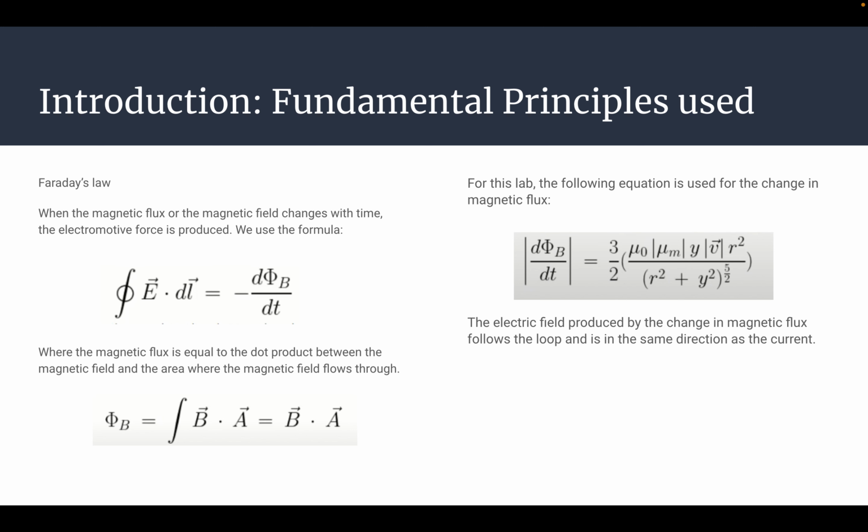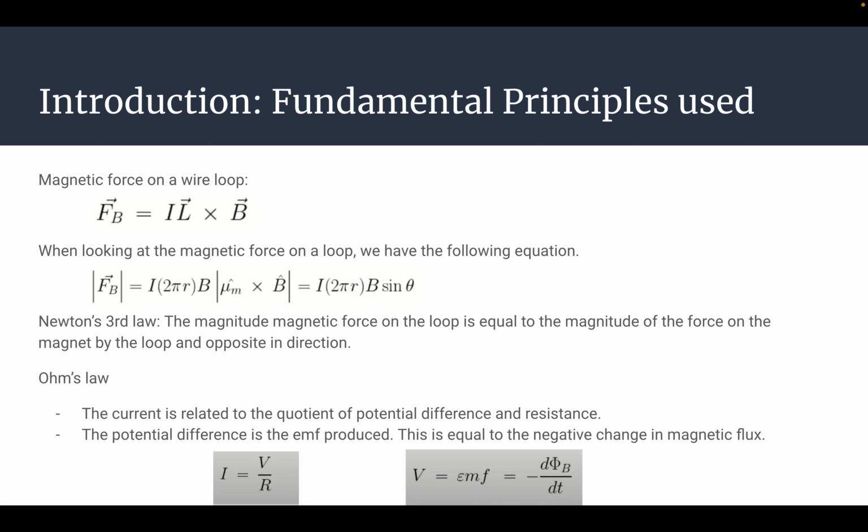The electric field produced by the change in magnetic flux follows the loop and is in the same direction as the current. Some more fundamental principles used are the magnetic force on a wire loop. When looking at the magnetic force on a loop, we have the following equation. Newton's third law states the magnitude of the magnetic force on the loop is equal to the magnitude of the force on the magnet by the loop, and opposite in direction.